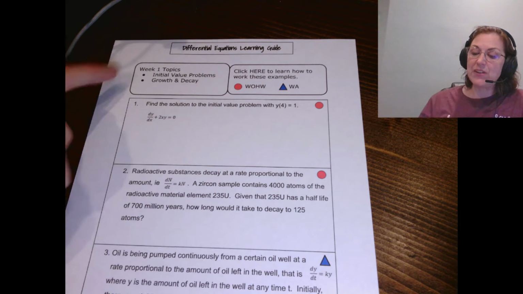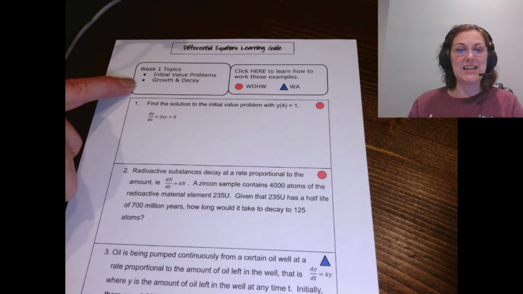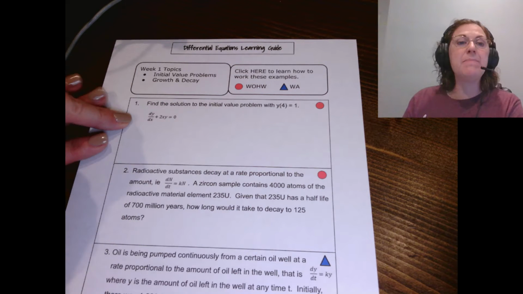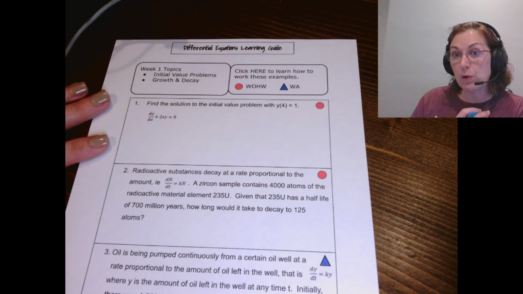Let's begin. This video is going to focus on initial value problems as well as growth and decay. Now we're going to look at the first problem. We have done something very similar to this when we were looking at part 1. We talked about separation of variables. We're going to use a similar approach here.